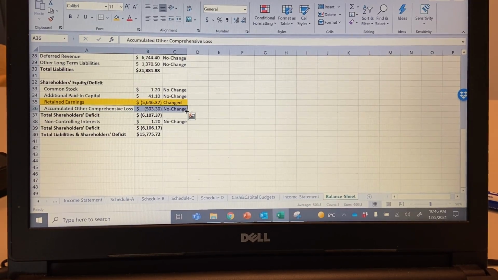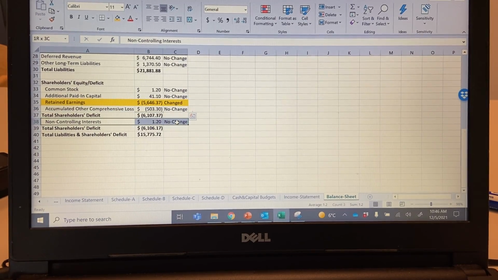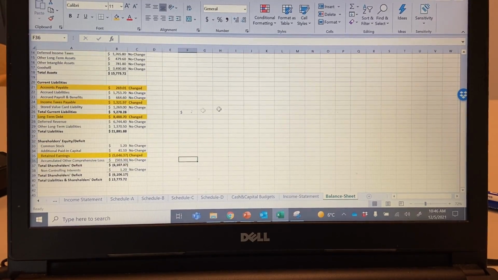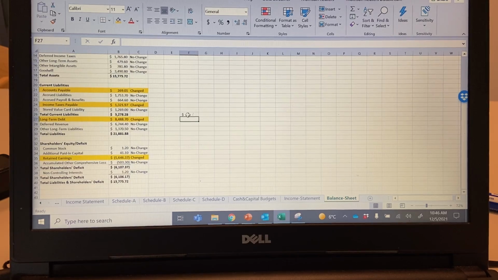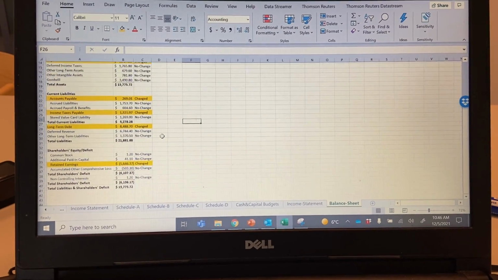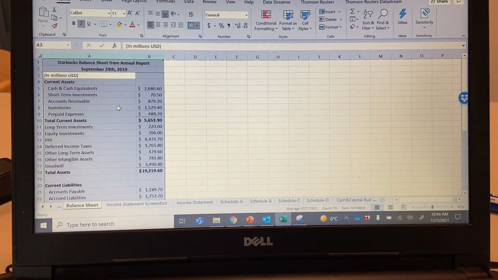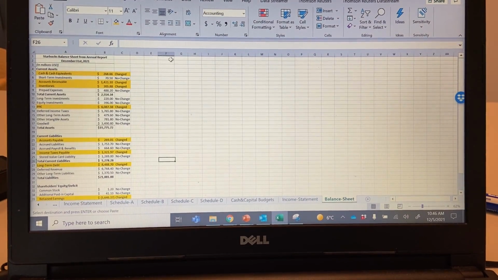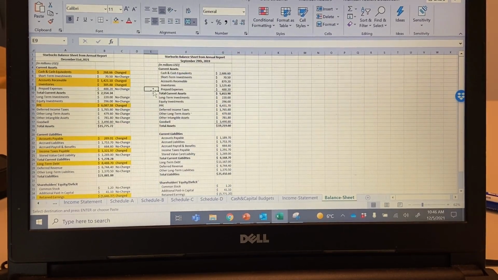No change with OCI, other comprehensive income or loss. And no change here with non-controlling interest. And so what we're left with is the same total assets, total liabilities, and shareholders' deficit. Okay, so the balance sheet balances. And we can compare this now to the original and see how some of the accounts change and some of them did not. You only change the accounts that you change in your budget, okay?